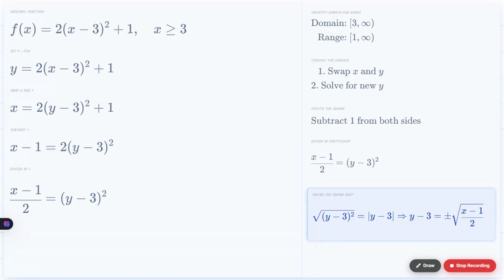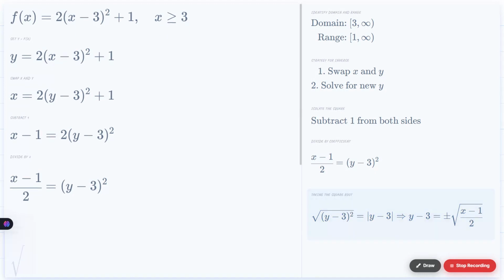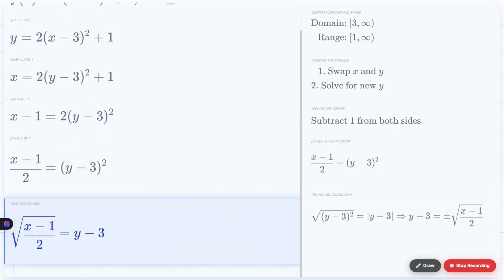We prepare to take the square root. We do this to remove the square from the term. Taking the square root is the way to undo the square. We take the square root of the quantity x minus 1 divided by 2. We do this to get y minus 3 by itself. The square root cancels out the squared part.